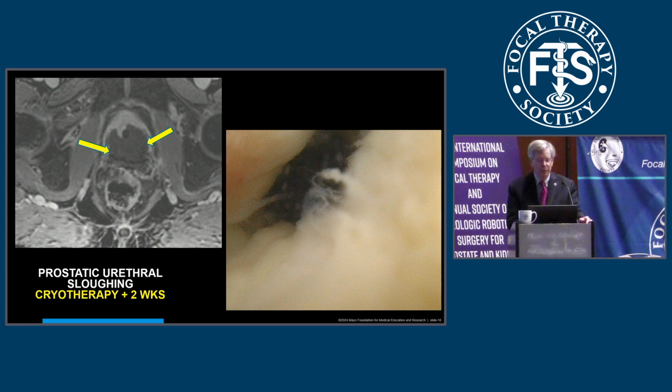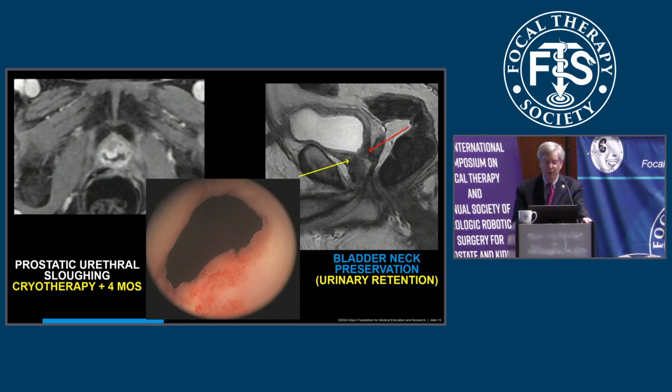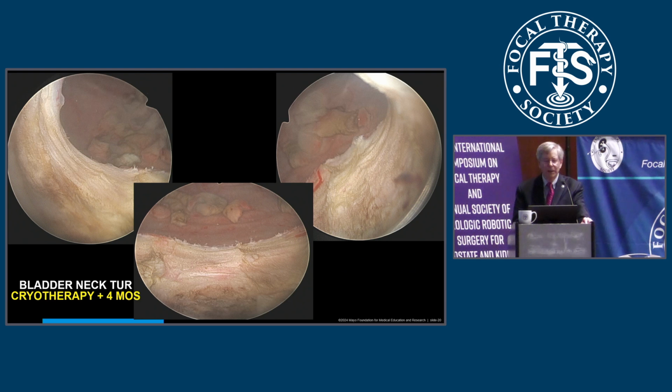Two weeks afterwards, we had an MRI, and we saw quite a bit of sloughing, even with the urethral warmer in this patient that was certainly being preserved after radiation as well. But he eventually went on after 4 months to contract that space down, and developed a bladder neck contracture. With a hypocontractile bladder, we resected that bladder neck so he could void again. And this was after radiation, after cryotherapy, and that tissue looks pretty darn good.